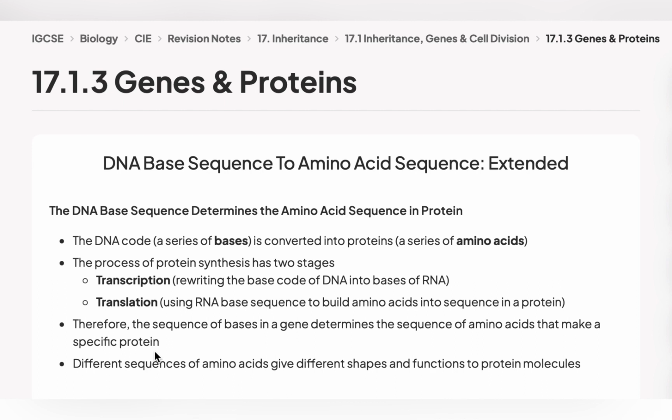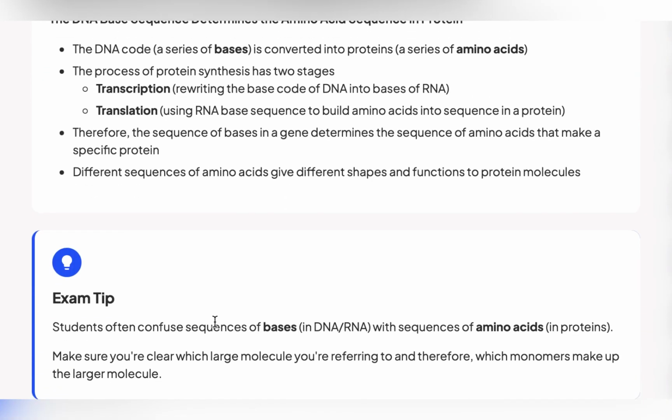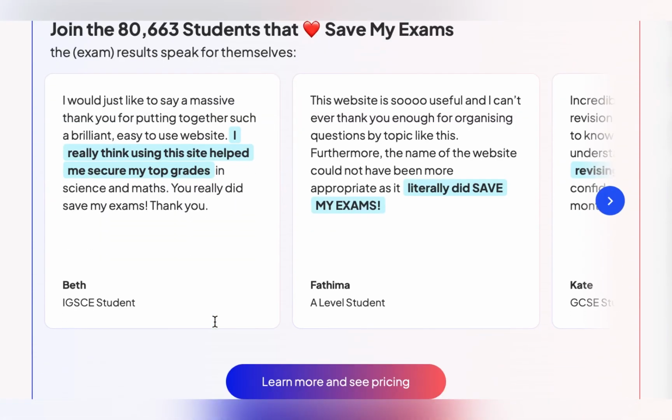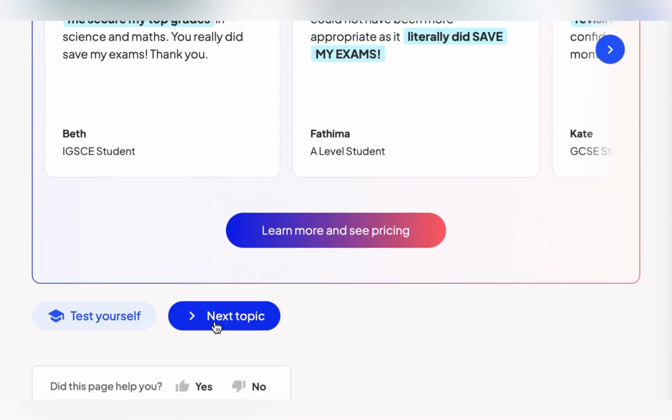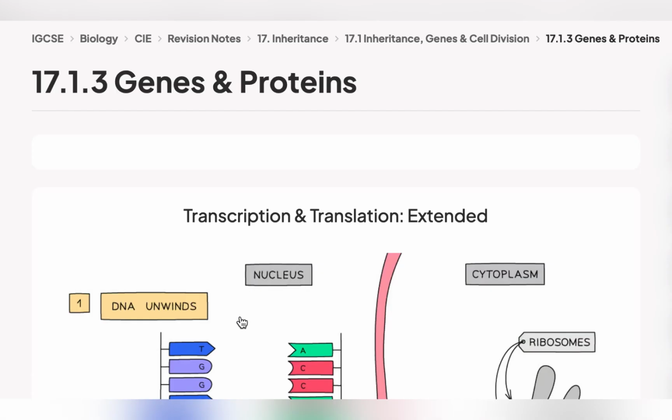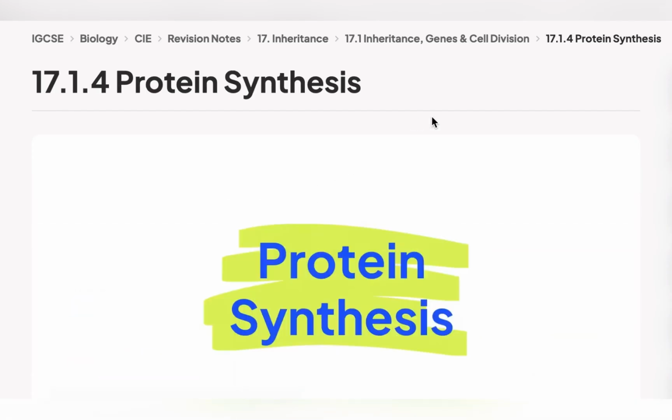Now that will form that specific protein, because we have proteins for specific purposes. Different sequences of amino acids give different shapes and functions to protein molecules. So if you have a different sequence of amino acids, for example, if the shape of the amino acid is rectangular, then the protein that will be formed will have a similitude. Okay, now let's go to the next, protein synthesis, the process itself.